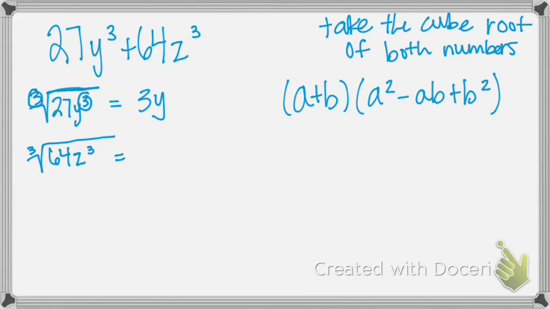4. So the cube root of 64z cubed is 4z. You got a cube root and you got a cube. You divide them. So 3 divided by 3 is 1. So how many z's do I have left? 1. Just 1. So it's just a 3y or a 4z. Okay? The first one's always A because A comes first in the alphabet. Second one's B because B comes second in the alphabet.